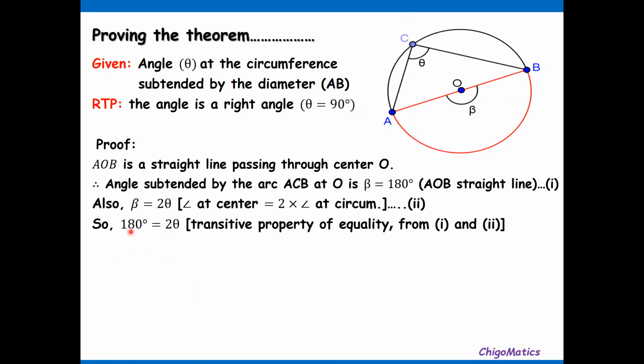So using the transitive property of equality, we have beta equal to 180. So 180 should be equal to 2 theta. Dividing both sides by 2, you get theta is equal to 90 degrees. Proof is complete.